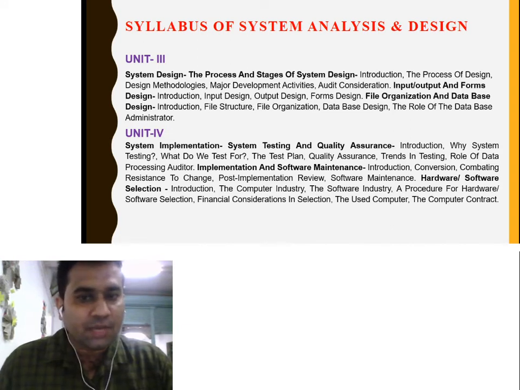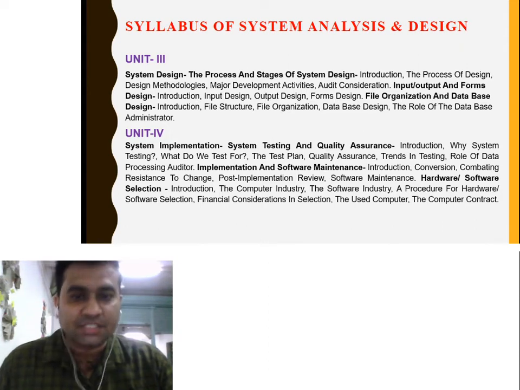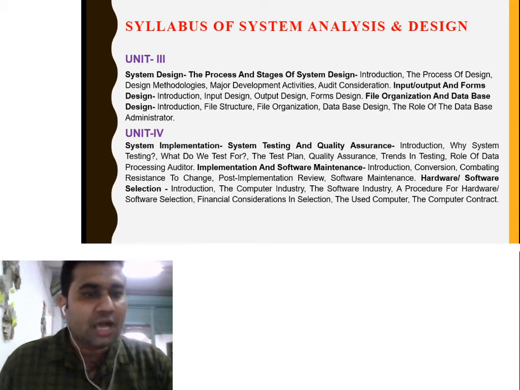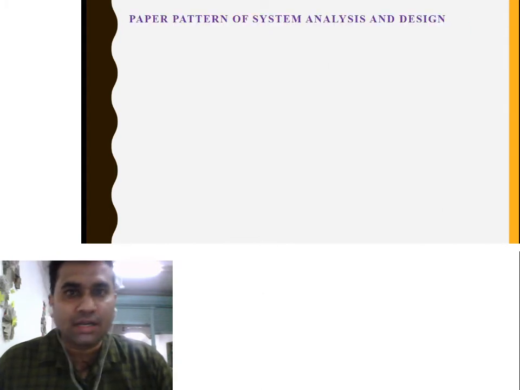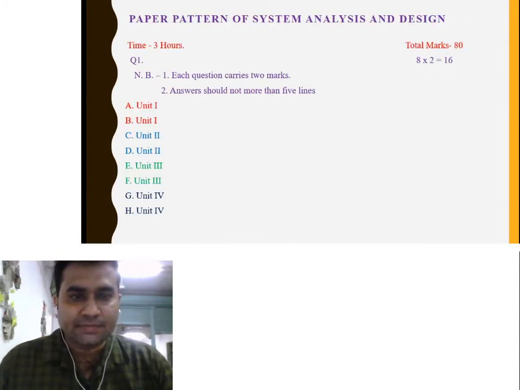In implementation and software maintenance: conversion, combating and resisting change, post implementation, software maintenance, hardware and software selection, the computer industry, the software industry, how to maintain hardware and software, procedure for hardware and software selection, and financial considerations in software development, how to use computers and how to contract with computer companies. This whole syllabus is covered in units 1st, 2nd, 3rd and 4th. Also, you should know the pattern of the system analysis and design paper.